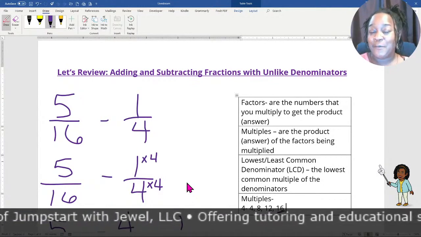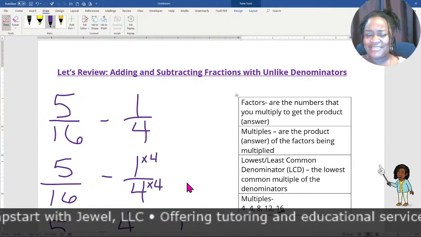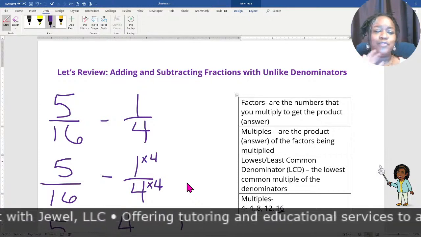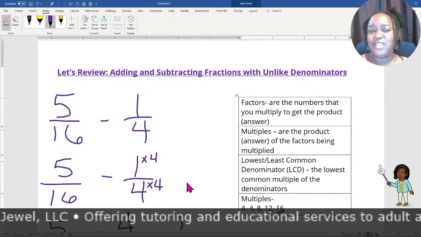So I hope this helped someone. I hope this made a lot of sense. Just take your time, work through the steps, and you'll be fine doing fractions.